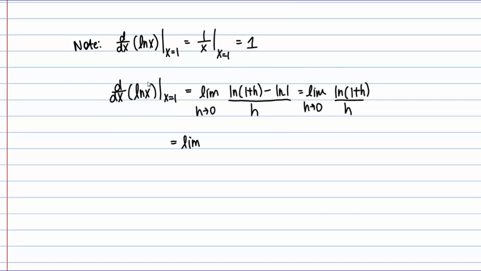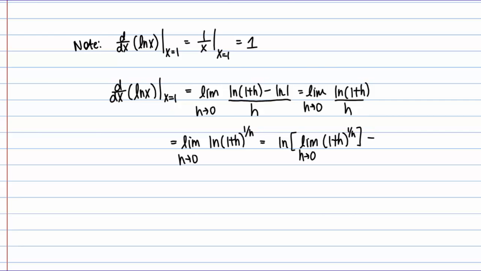And now we can use the properties of the natural log that we've learned to take this factor of 1 over h and make it an exponent. So now I can write this as the limit as h goes to 0 of the natural log of the quantity 1 plus h to the 1 over h power. Now one more little trick. Because the natural log is a continuous function, I can actually rearrange the limit and the natural log, and I can write this as the natural log of the limit as h goes to 0 of 1 plus h to the 1 over h power.